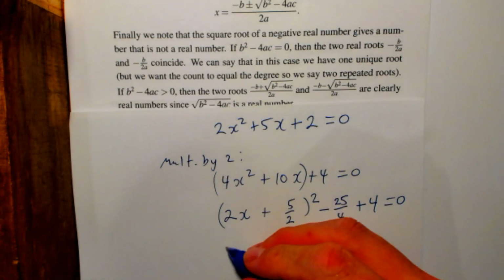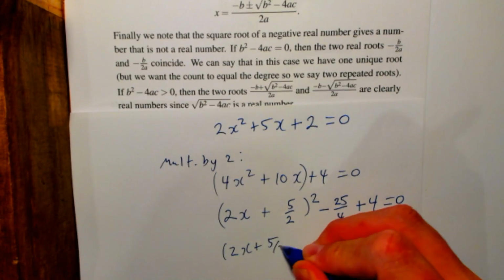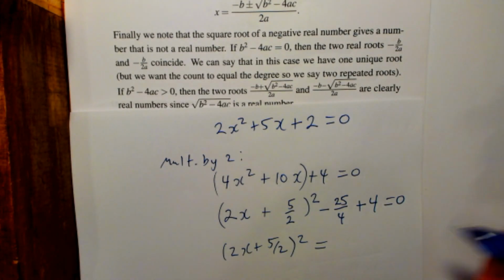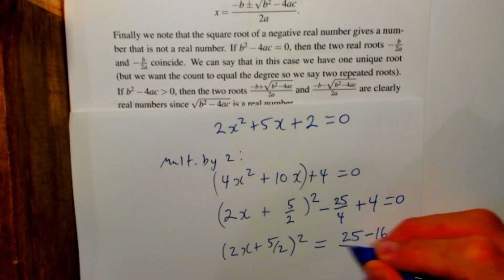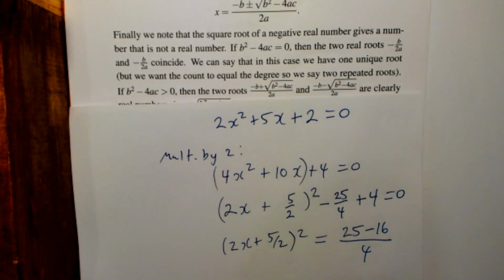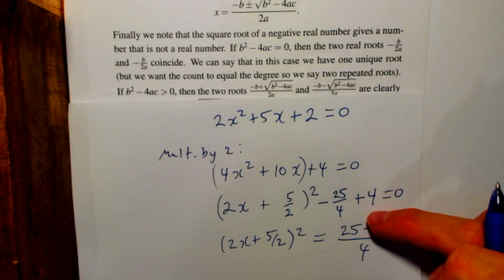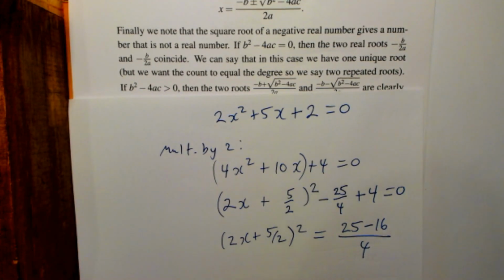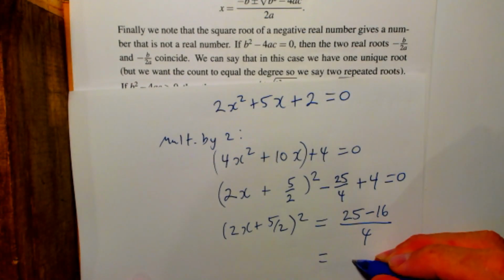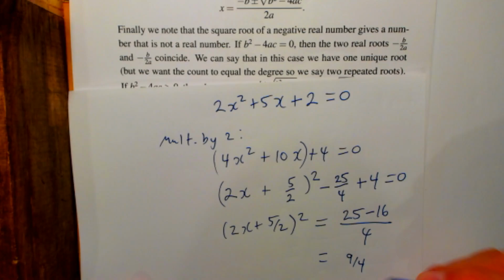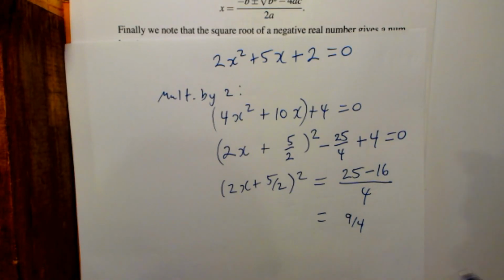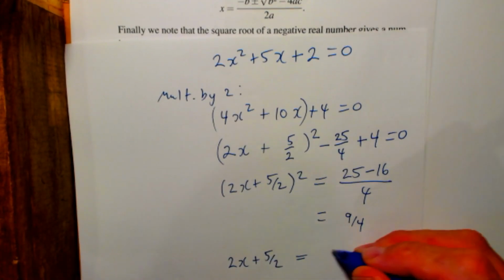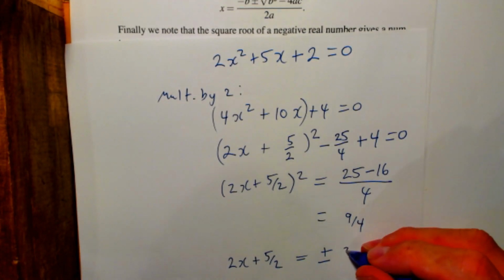Okay, so we have then 2x plus 5 over 2 all squared is 25 minus 16 all over 4. So I'm taking it over and then I'm writing this over 4, which is 16 over 4. Now 25 minus 16 is 9. So that's 9 over 4. So now taking square roots should be fairly easy. So 2x plus 5 over 2 equals plus or minus the square root of this, but that's 3 over 2.